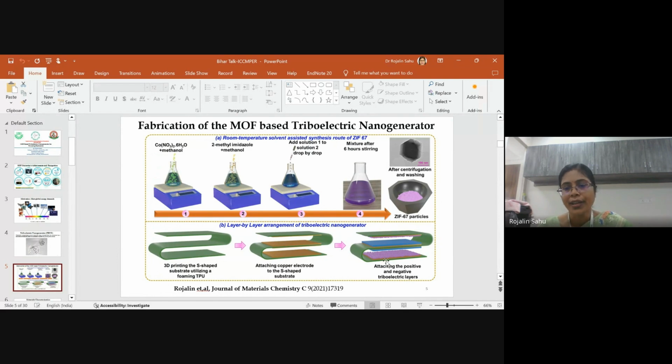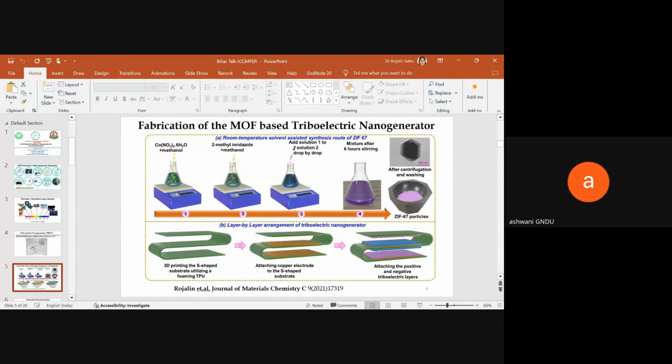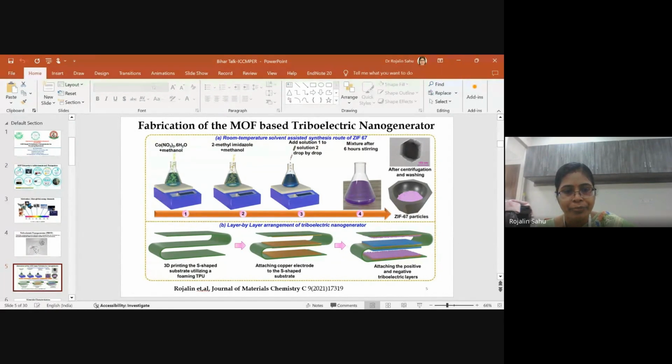So this acted as the positive layer, and PDMS and Teflon act as the negative layer, because every time in the TENG device a negative layer is required.